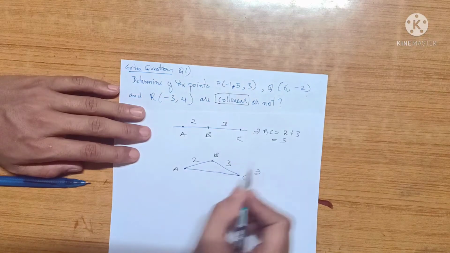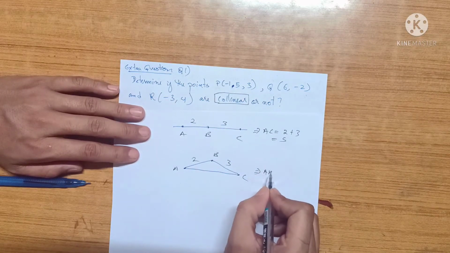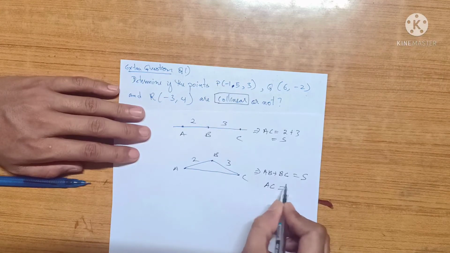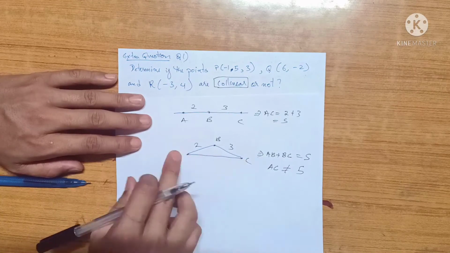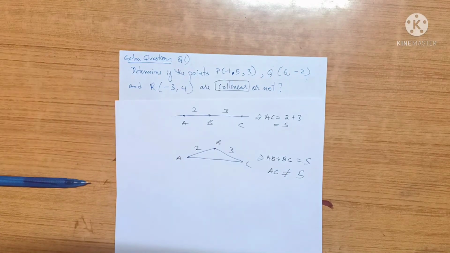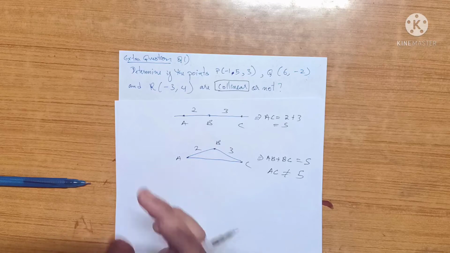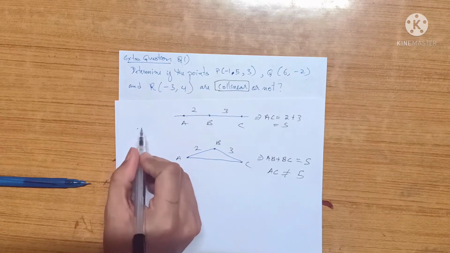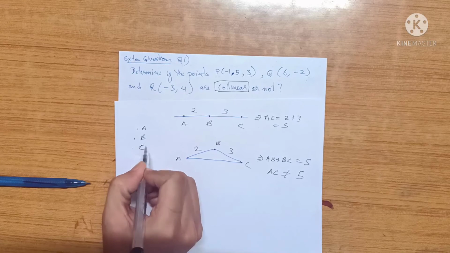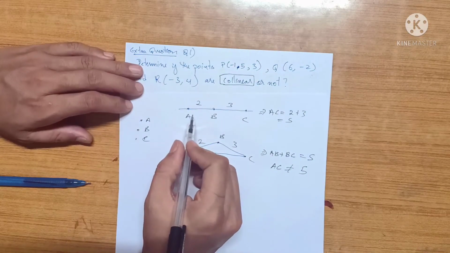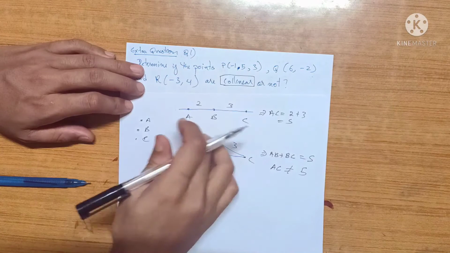But if it's not collinear, we can say that AB plus BC is 5, but AC will not be 5 because AC will obviously be shorter than 5. So if 3 points A, B and C are there and you want to find out if they're lying on the same line or not, all you have to do is see if, because it's not always going to be A, B, C, it could be P, Q, R.